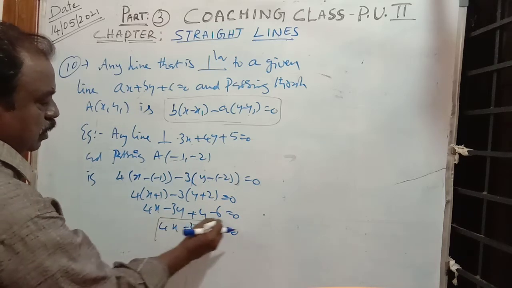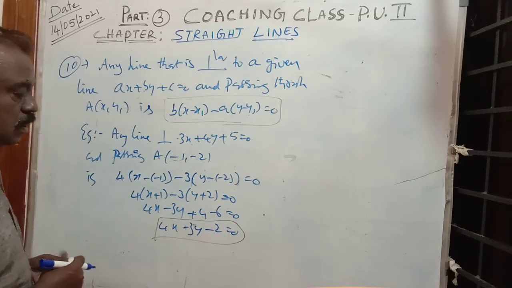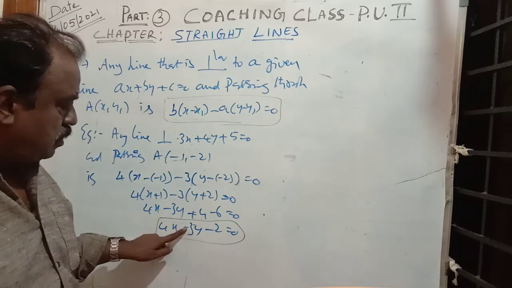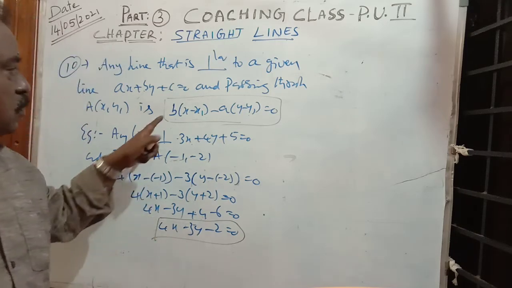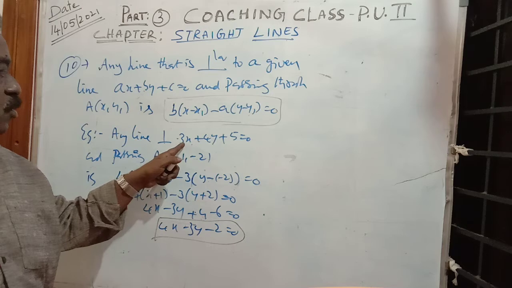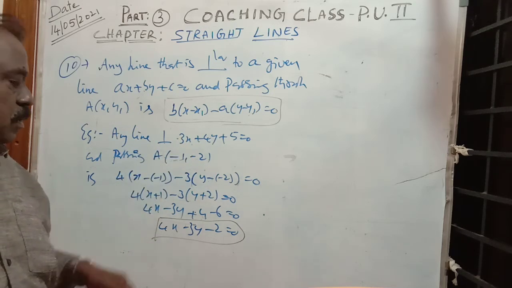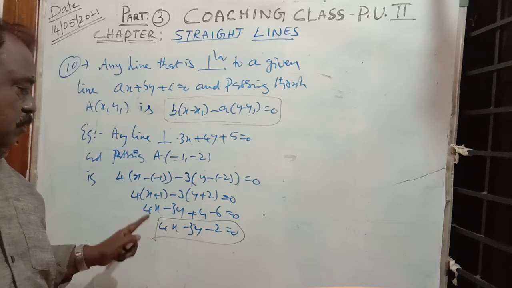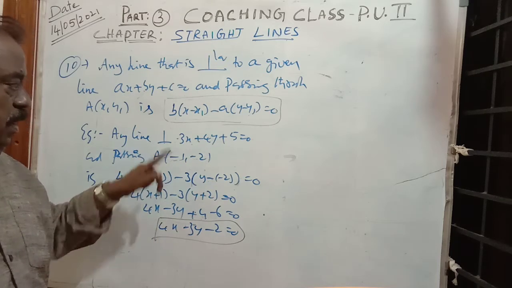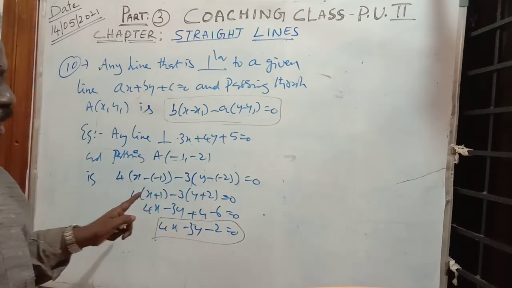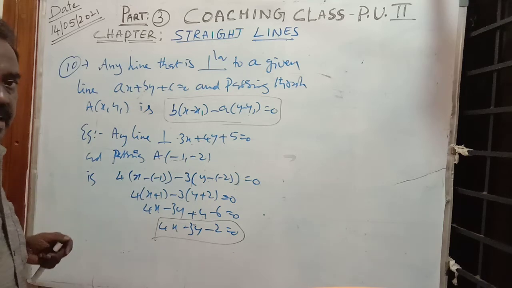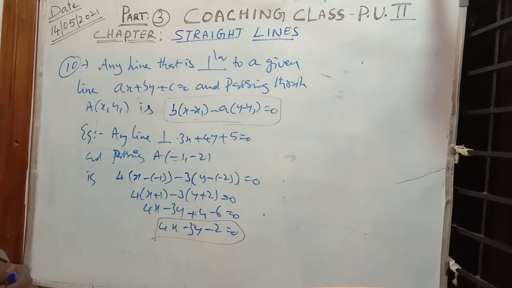So here it is. This is the line which is perpendicular to the given line. For the given line the slope is minus 3 by 4. Here the slope is 4 by 3. The product is like that. Now this is the 10th concept. That is a very good concept.